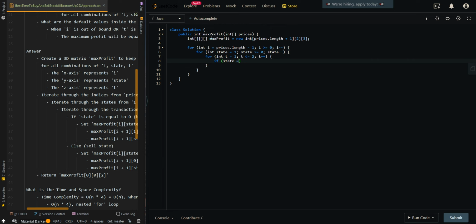If state is equal to 0, we're currently in our buy state. We want to pick the larger profit between buying at the current price or just skipping the current price. Now the first one is buying at the current price. So our state turns to 1, and then decrements by the current price, and also skipping the current price, so it's just i plus 1.